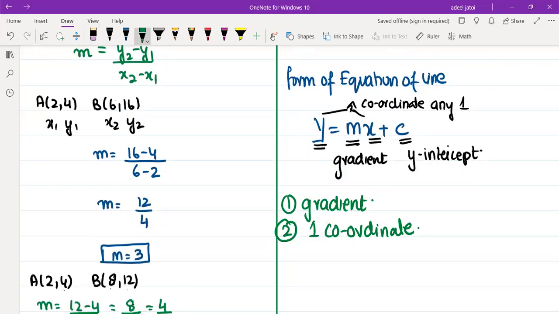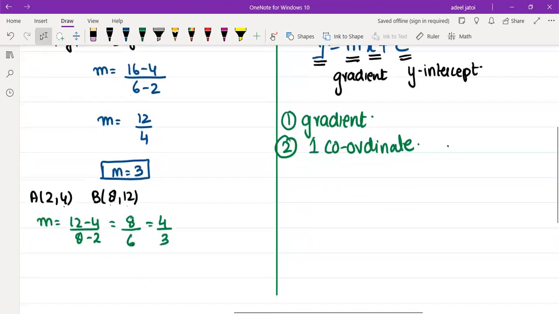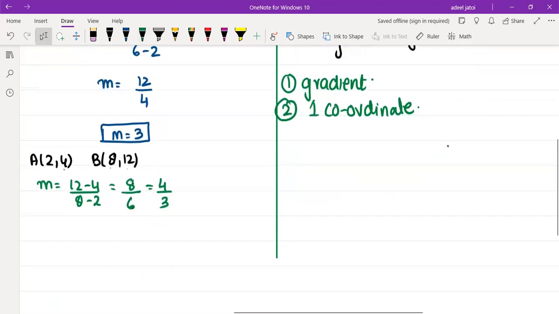Even if two coordinates are given, use any one of them. If A and B are given, you will be using only one. You can either use A or B. From both coordinates, your equation of line will be the same because you have already calculated the gradient. For any straight line, your gradient will remain the same. That is the reason that for any coordinate used, your equation of line will be the same.